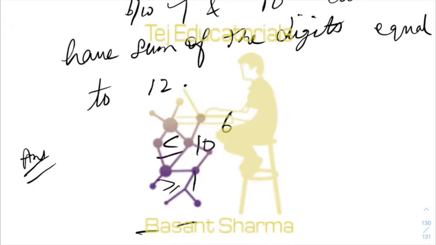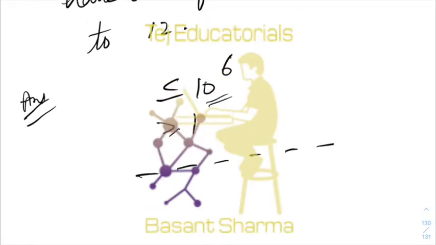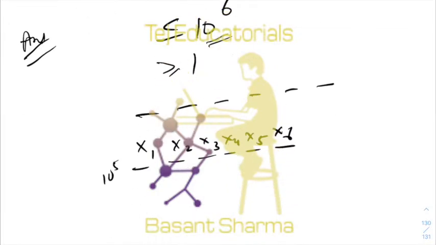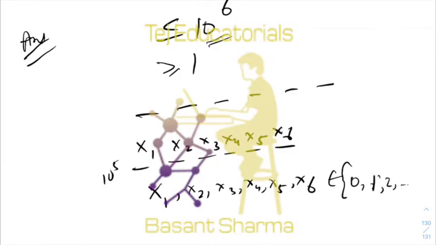What you do is write down 6 places. Any general number which is less than or equal to 10 to the power 6 will look like this, where this is the units place, this is the tenth place, 100, 1,000, 10,000 and 10 to the power fifth place. Now x1, x2, x3, x4, x5 and x6 will belong to 0, 1, 2 till 9.